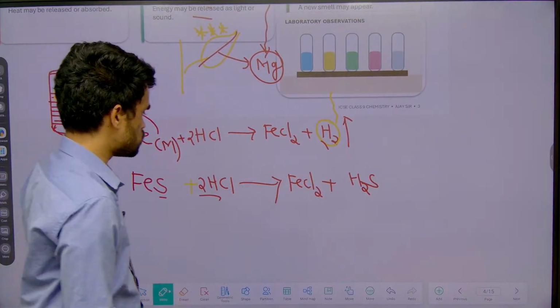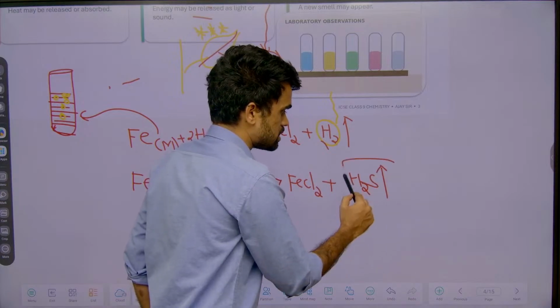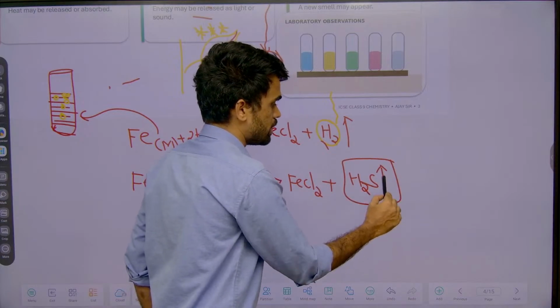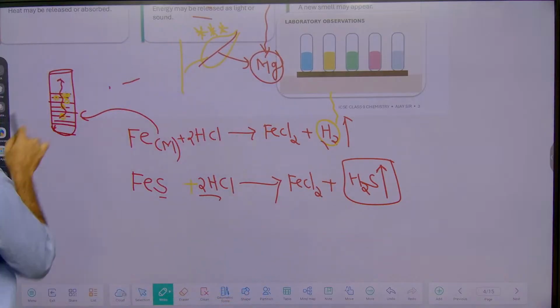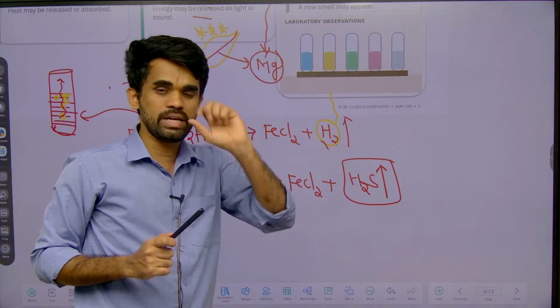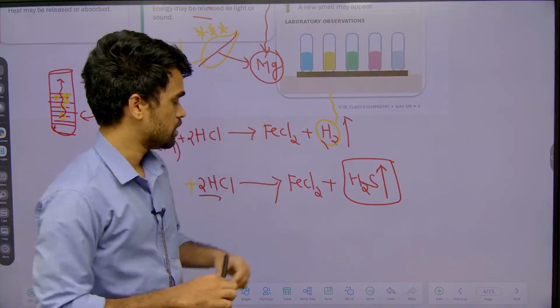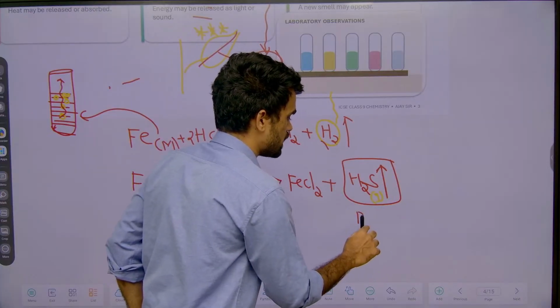So this H2S gas, hydrogen sulfide gas, whenever you write gas, you can indicate it with this arrow mark. It means that gas liberates outside from the test tube or whatever reaction vessel, flask, you are taking. Now this gas has a very bad smell, like rotten egg smell.